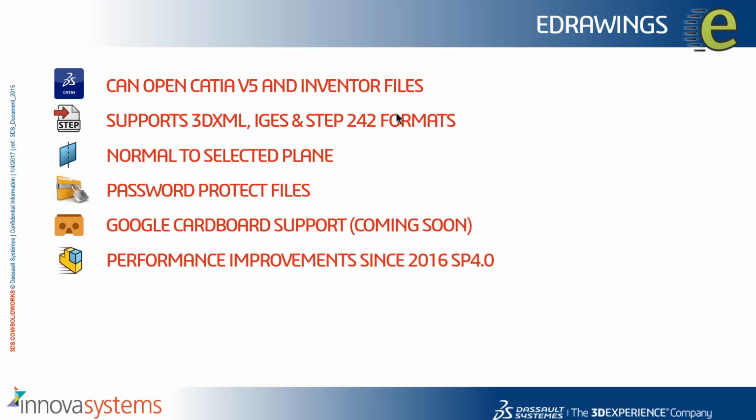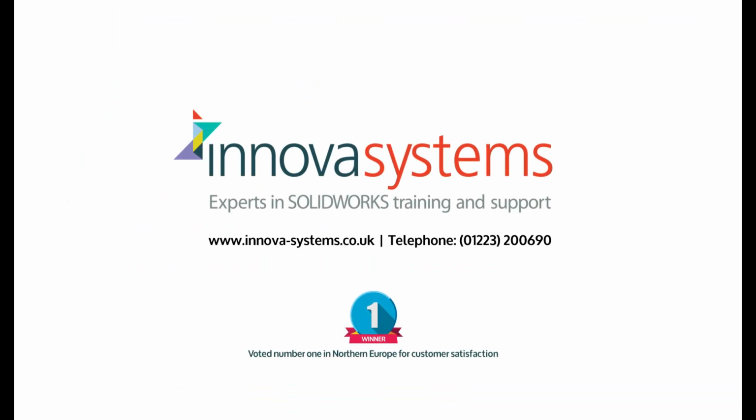So to summarize, we can now open Catia V5 and Inventor files. We support 3D XML, IGES and STEP 242 formats. We can go normal to a selected plane. You can now password protect files with eDrawings Standard. Previously, this was only available in eDrawings Professional. We now have Google Cardboard support, and we've seen significant performance improvements since 2016 SP4.